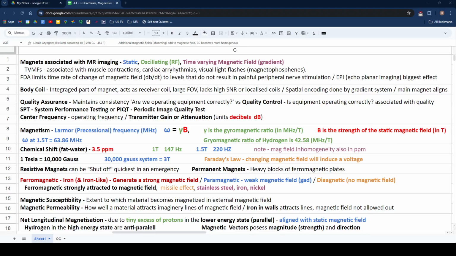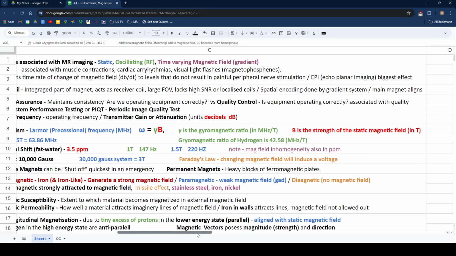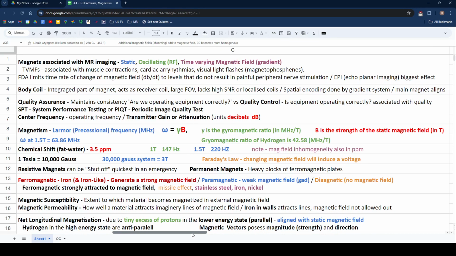The body coil is an integrated part of the magnet which can act as a receiver coil. It's large and has a large field of view, but it lacks the high SNR of localized coils. Spatial encoding is done by the gradient system. The main magnet aligns the protons.